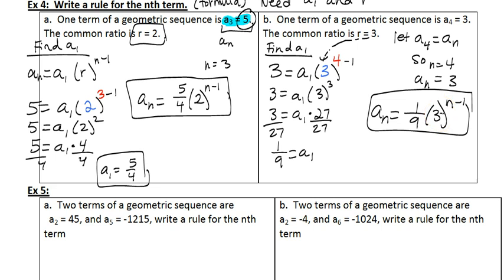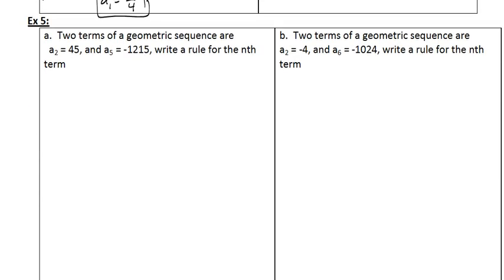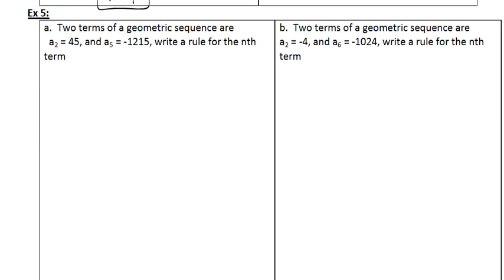Once again, if you have any questions on that or things you want to ask me in class tomorrow, make sure you write it down. Write down what your questions are, put a star by it, whatever you need to do to remember what you want to ask me. All right, so now we're going to go into the most complicated type of problem for finding a rule for the nth term, and this is when I'm just given two of the terms. I'm not given a1 and I'm not given r, so I actually have to find both of them.